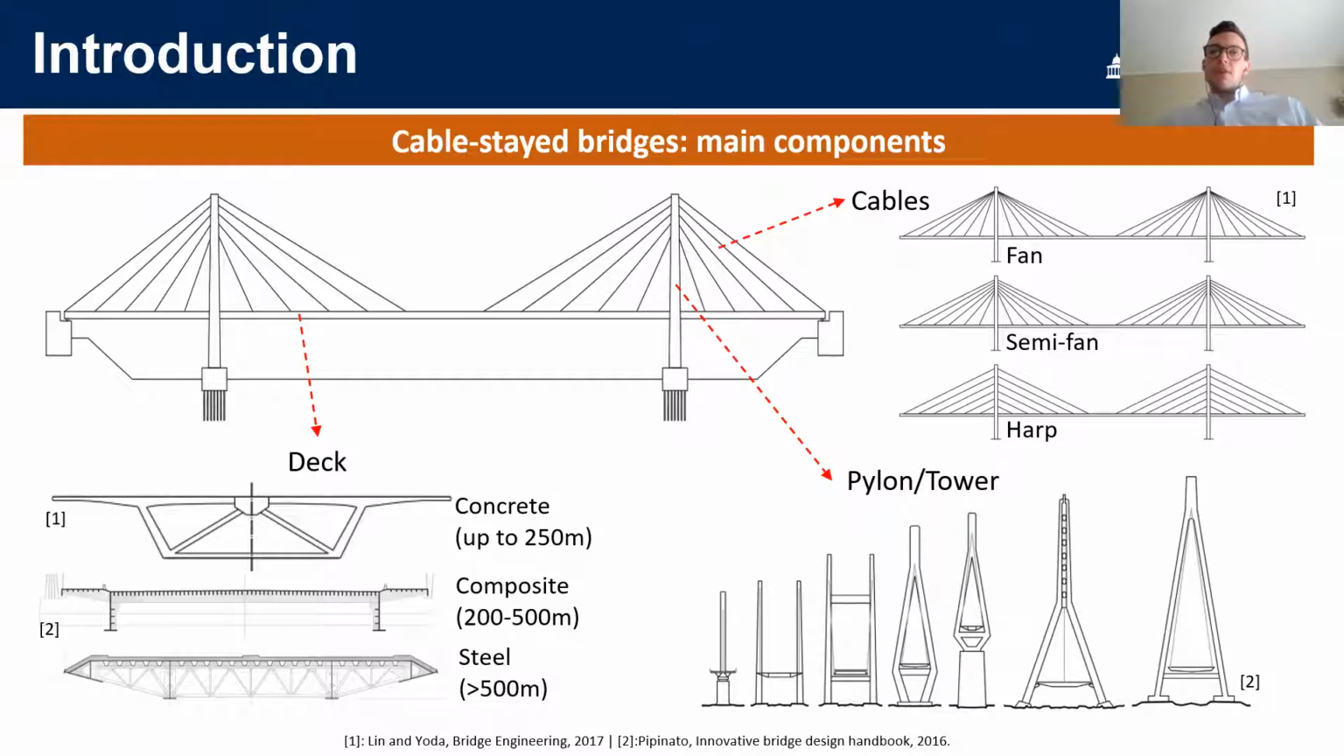So these different arrangements are distinguished by where the cables connect to the pylon. As you can see in the fan type, the cables connect to the tip of the tower. In the harp type, the cables are equally spaced along the pylon. And then we can have a semi-fan arrangement, which is an intermediate solution between them.